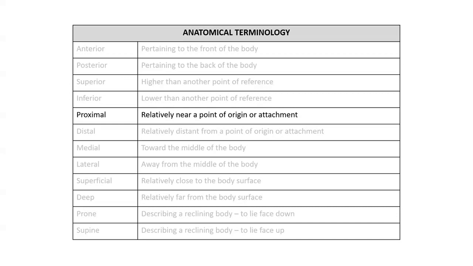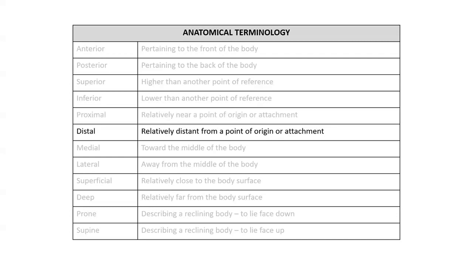Proximal means relatively near a point of origin or attachment. So your elbow is more proximal than your hand in that it's closer to your shoulder, which is where your arm attaches to your body. We also use the term proximal in relation to the anatomy of some of our organs. For example, we have the proximal convoluted tubules in the kidneys, which are the tubules that first extend out of the Bowman's capsule.